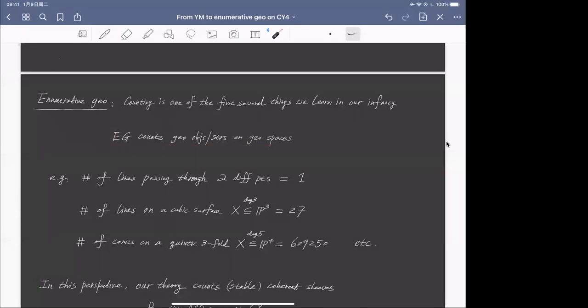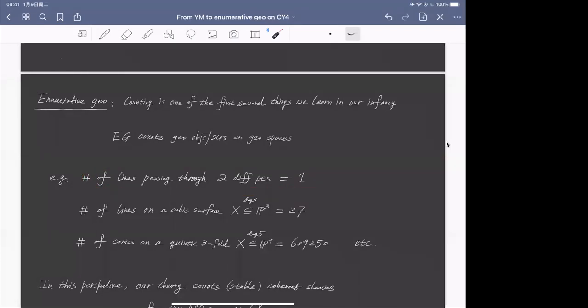I'll give several examples here. For example, in the real plane R2, you consider 2 points which are not the same. You count the number of lines crossing these 2 points. By Euclidean geometry, there's only one. So the number of lines passing through two different points in R2 is one.